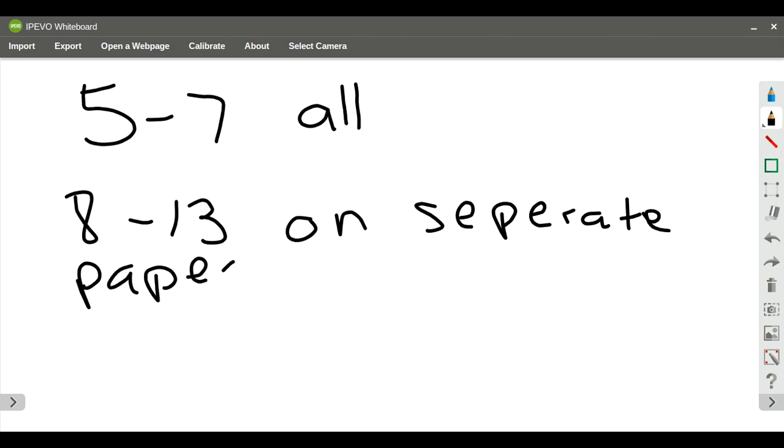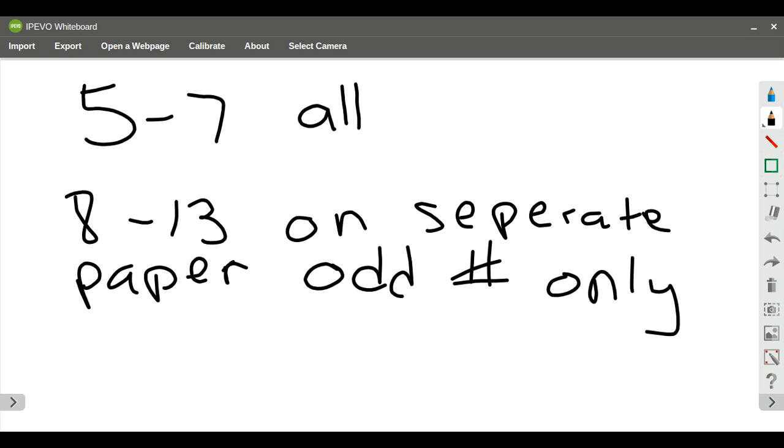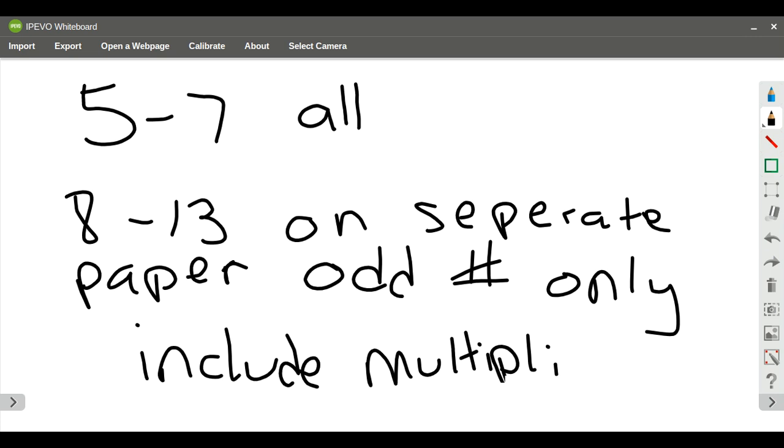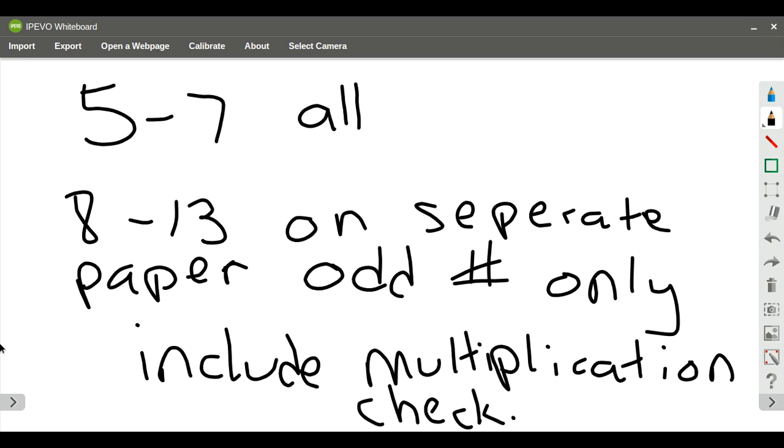And what I want to see on 8 through 13 on your separate paper is I'd like for you to do the odd ones. So 8 through 13 on separate paper, odd numbers only. Make sure that you include your multiplication check. So I'm not looking for my estimate to help me with reasonableness. I'm looking for that multiplication check of your work. Okay. And then you are going to do all of your math practices and problem solving on the back.